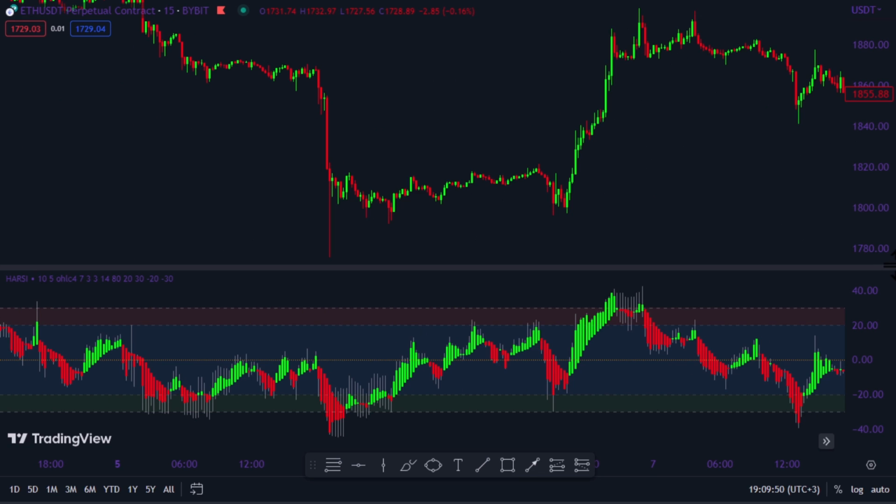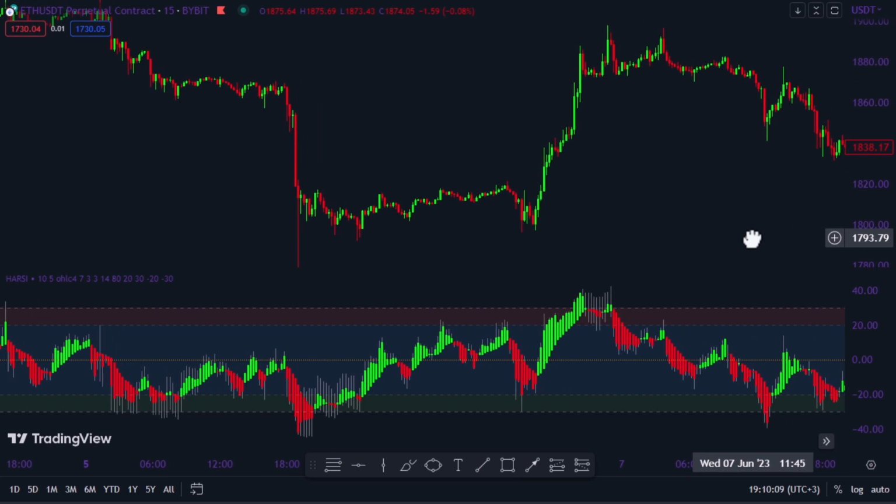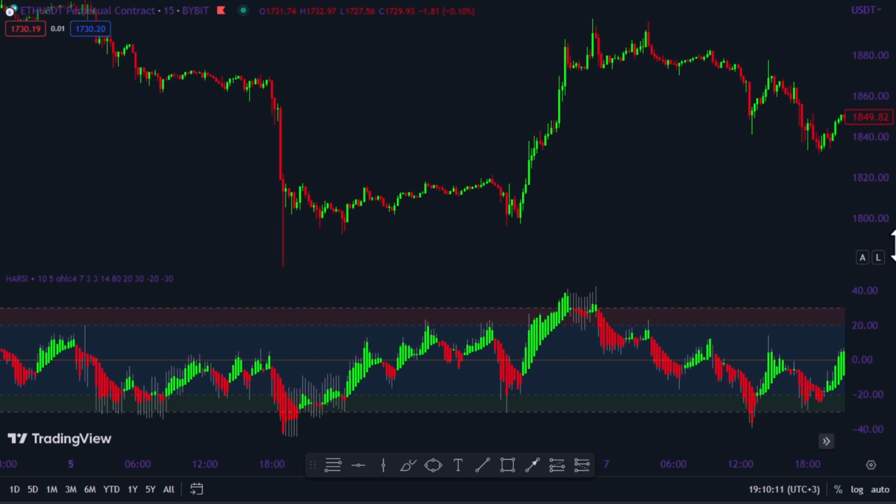Here we can see that the price is making lower lows. However, if we look at the Heiken Ashi RSI oscillator, we can see that the candlesticks are making higher lows, indicating that the lows that the price is making are weak, making it likely for a bullish reversal to take place. By looking at the price action after the bullish divergence formed, we can see that the price made a stronger reversal in the upward direction.